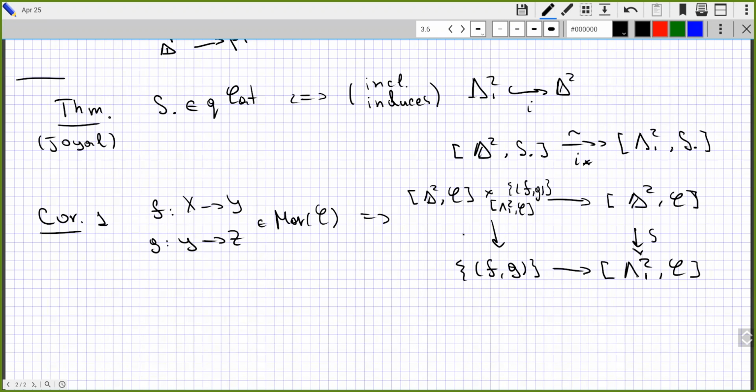So what does this notation mean? It means that we are taking a two-simplex defined by this composition.